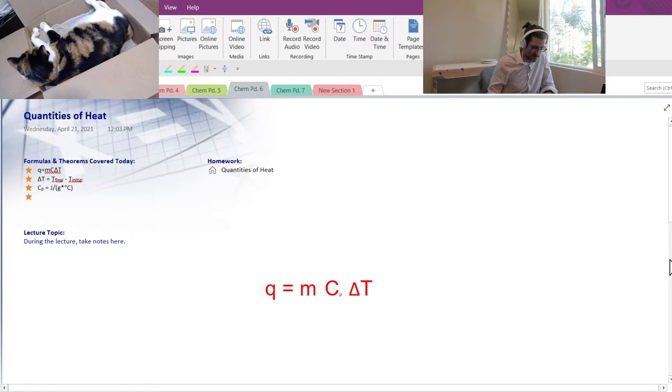So let's write some annotations here. Q. This stands for quantity of heat. That's going to be in joules. Mass is m. M is mass.